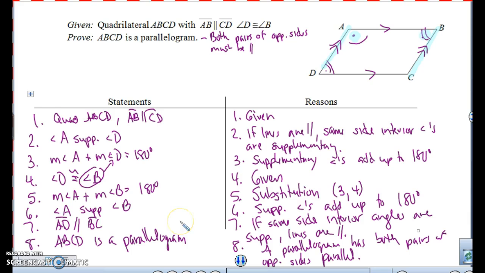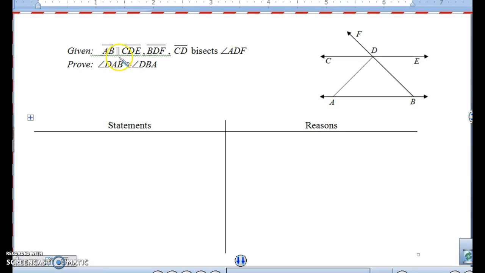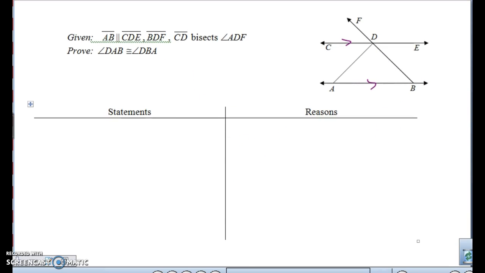Let's try one more. In this picture, we are given that AB is parallel to CDE. So this line is parallel to this line. So we should be looking for transversals when we do that. We have BDF. All right, notice BDF touches both lines, so that's probably going to be my transversal. And we have CD bisects angle ADF. All right, so here's CD and here's ADF. So think about what a bisector does. We'll get to that in just a second.